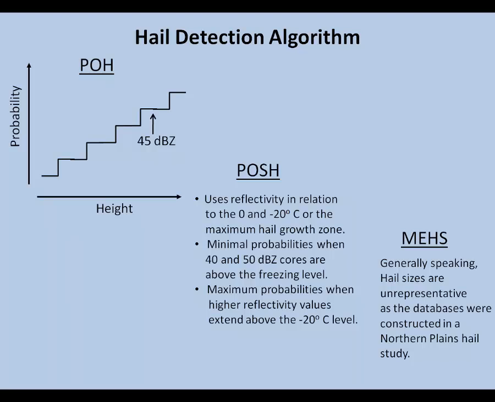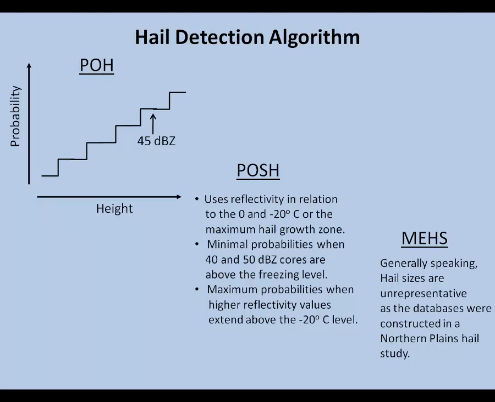Each one, how does it calculate it? POH, I'll be honest with you, is not that useful. It's based on a step function. So as the 45 dBZ gets higher in the storm, the probability of POH gets higher. So you think about as you look up into a storm, where is that 45? It goes and picks out the highest level of the 45 and gives you an output. So there's not a lot of science involved in it.